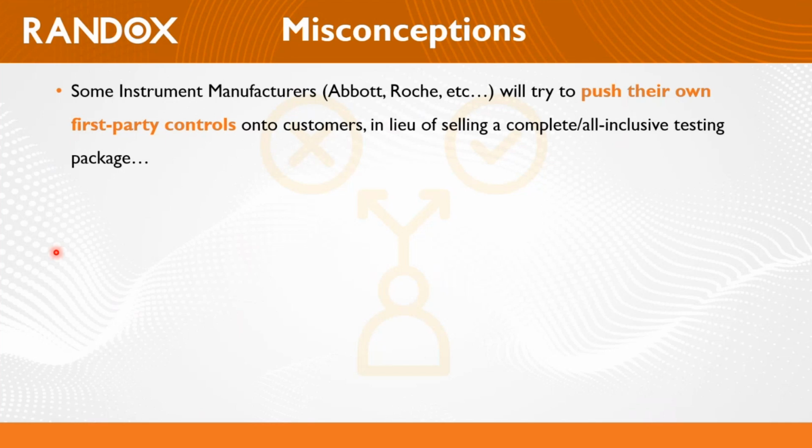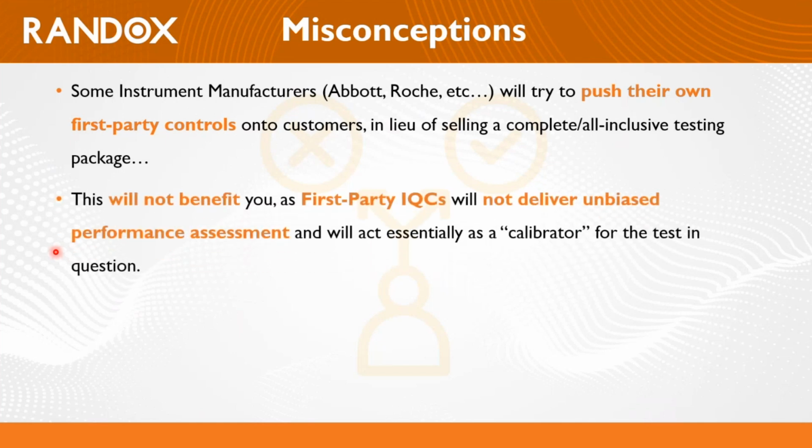I mean, I'm sure there are many guys out there that love their 3-in-1 shampoo, conditioner, and body wash. But just like that 3-in-1 solution will not help your scalp or your skin, the first-party control will not benefit the customer. It will not deliver unbiased performance assessment. It will essentially act as a calibrator for the test in question, because it's made from the same materials as well. So why are these conceptions pushed on to your customers?